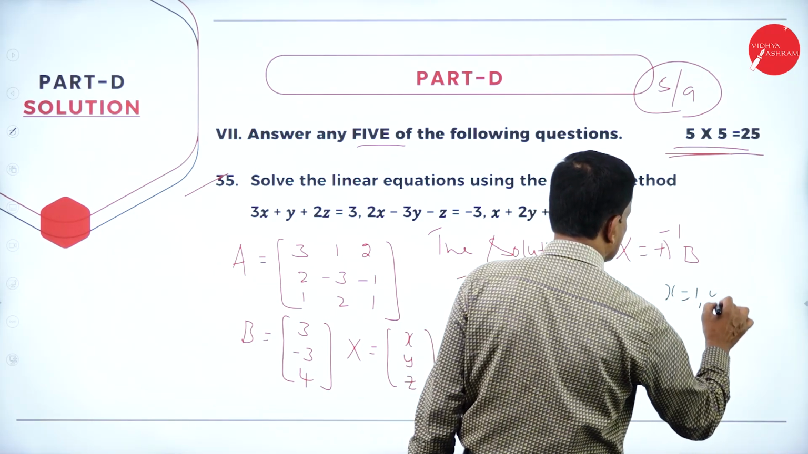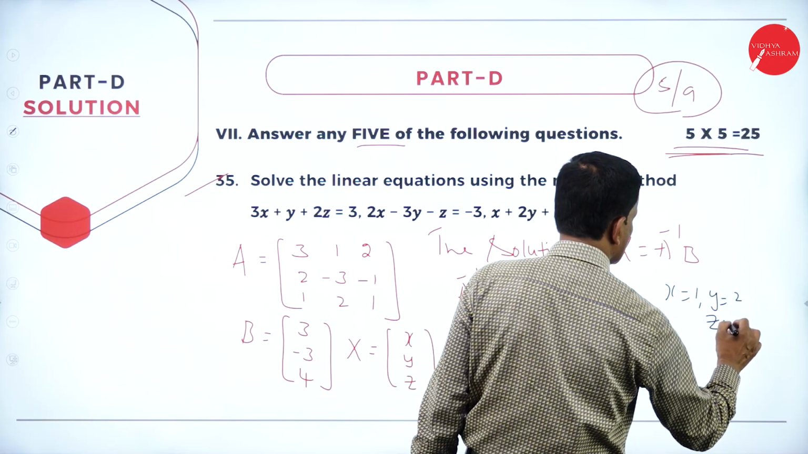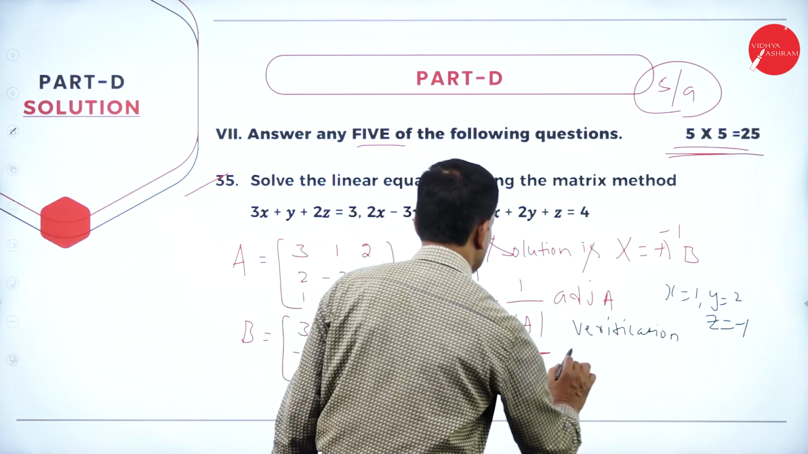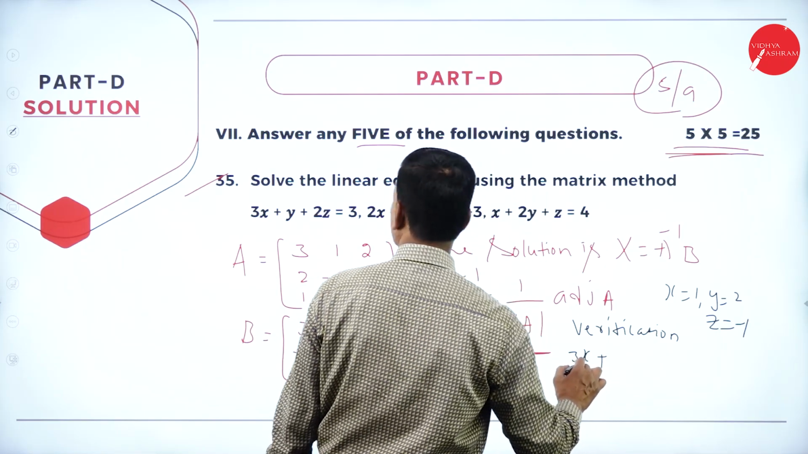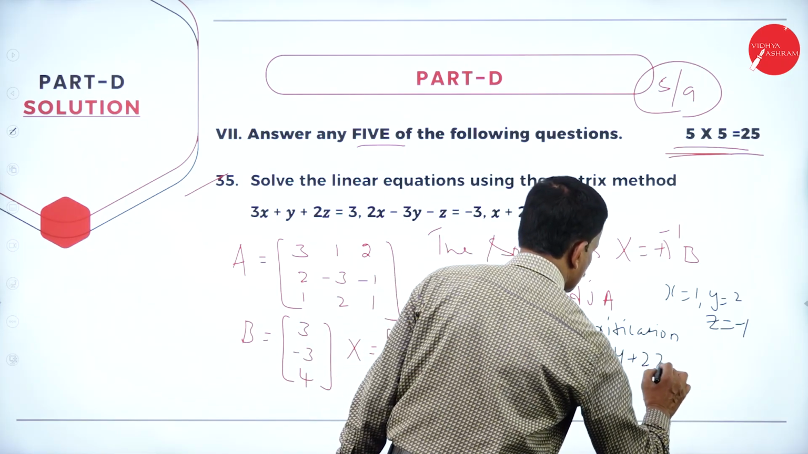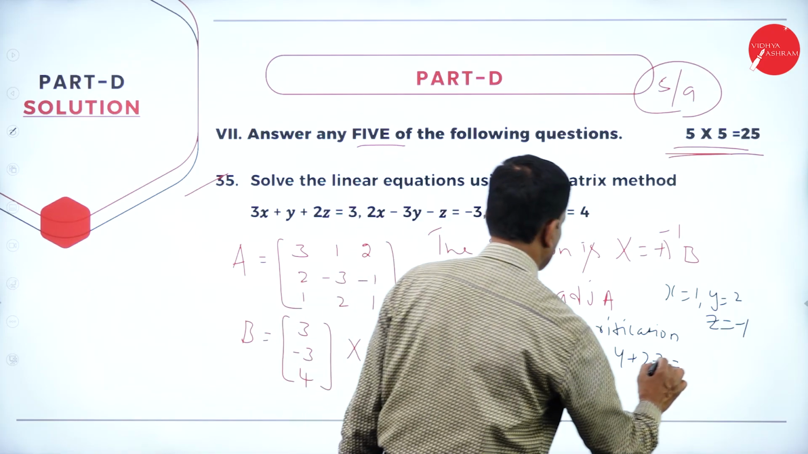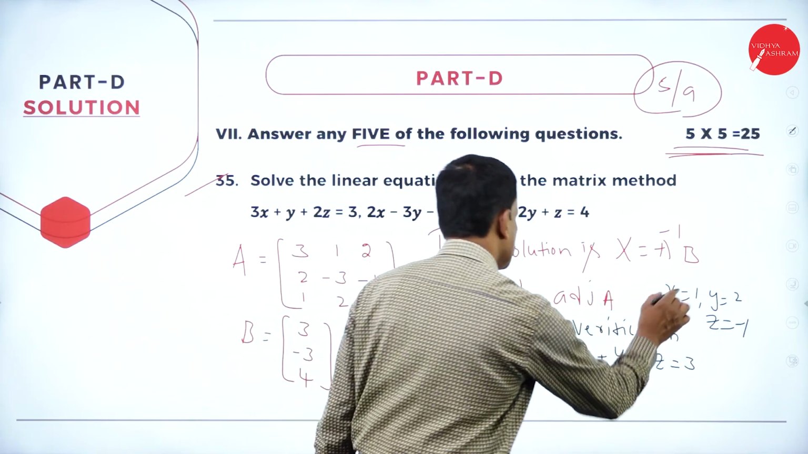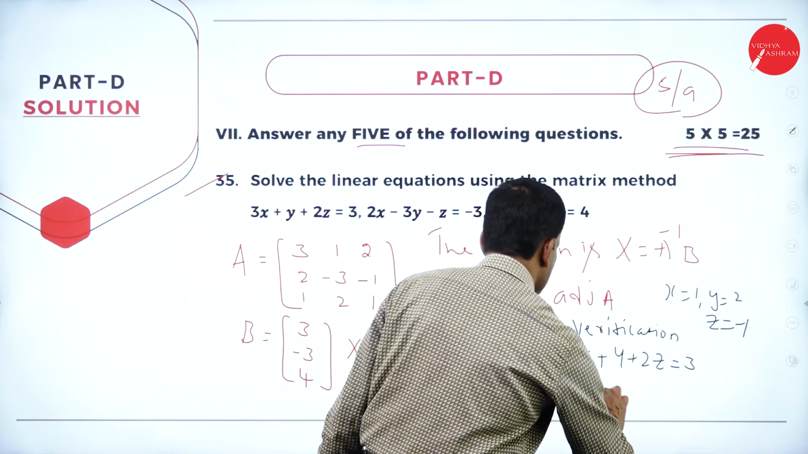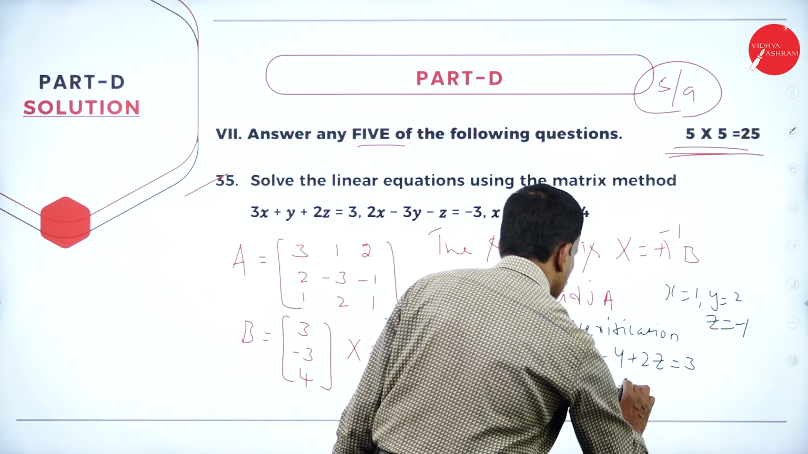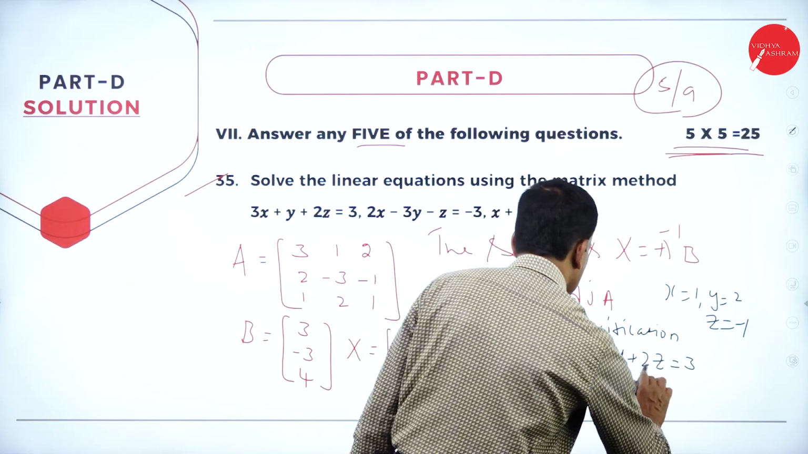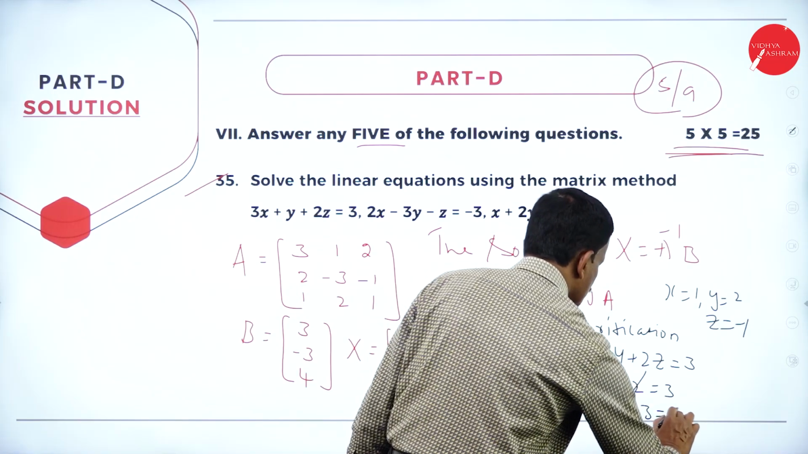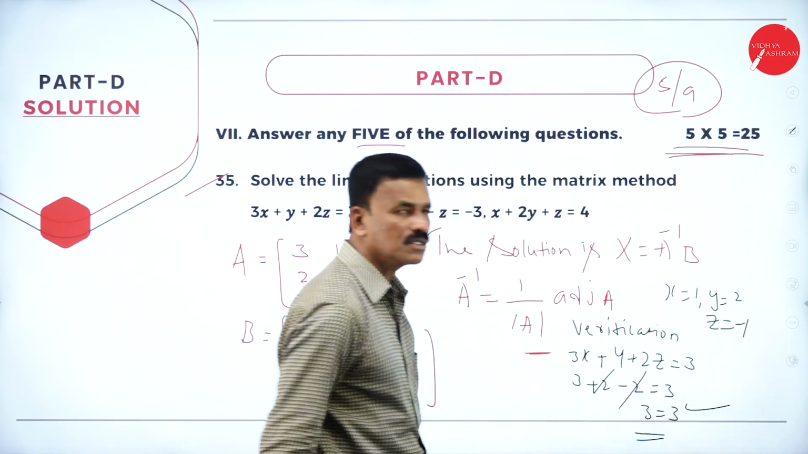x is 1, y is 2, z is minus 1. So take the first equation itself, 3x plus y plus 2z is equal to 3. Just verify whether you will get LHS and RHS the same. So x is equal to 1, 1 into 3 is 3, plus y is equal to 2, again z is equal to minus 1, 2 into minus 1 is minus 2, is equal to 3. Minus and plus get cancelled. 3 is equal to 3. That is the correct answer.